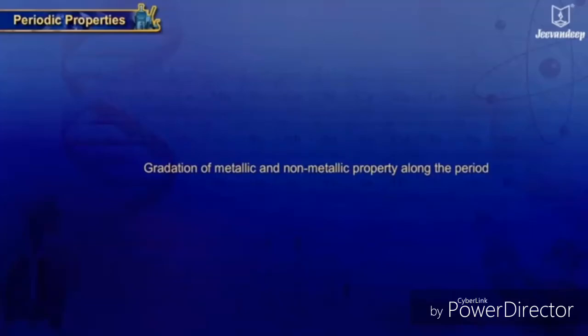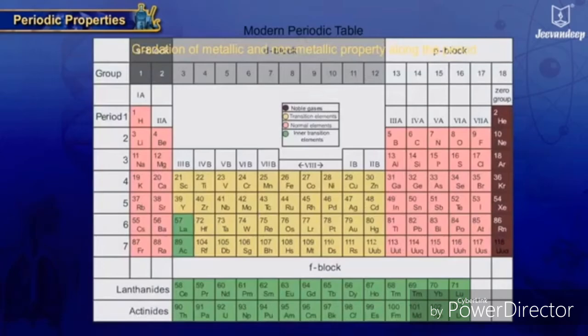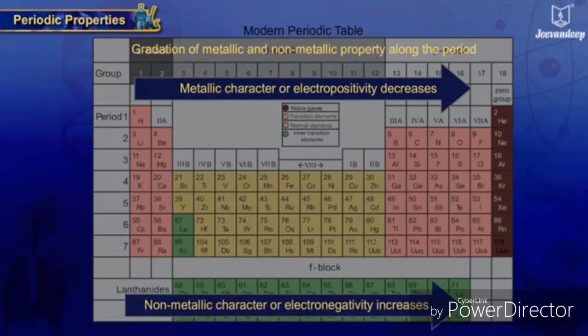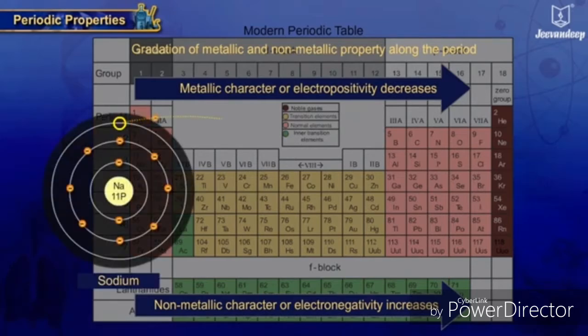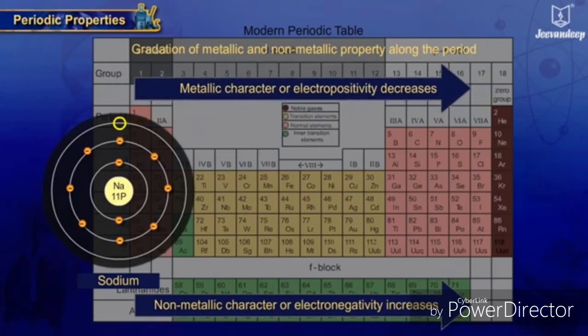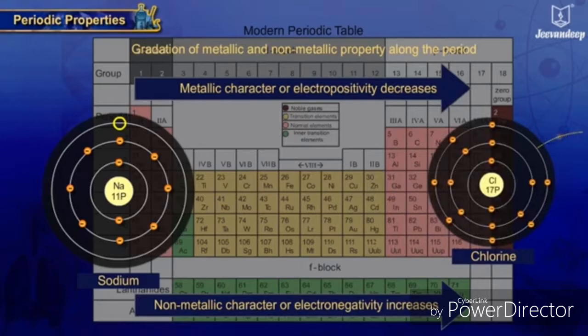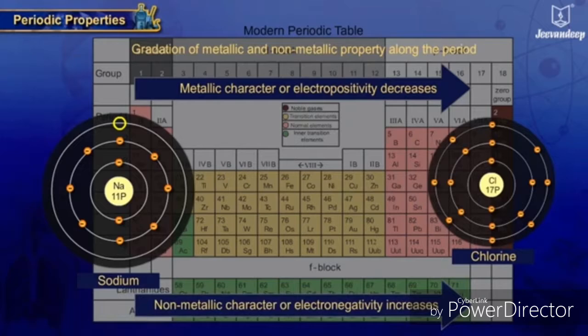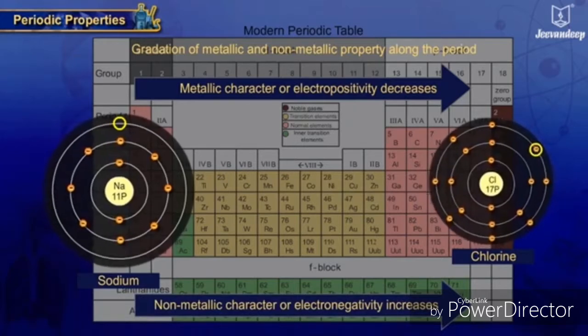We are going to know the gradation of metallic and non-metallic property in the modern periodic table. In periods, each period starts with a strong metal in group 1A, and metallic property decreases till we reach metalloids. Then the non-metallic property appears and increases till we reach the strongest non-metal in group 7A and ends in an inert gas. All these happen because atomic size decreases.